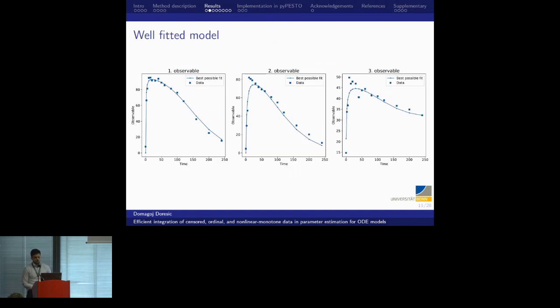A good property of this model is that it's well fitted, so we can find parameter estimates that provide trajectories that are a pretty good fit of the real data that they have. From now on, I'm going to refer to this as the best possible fit. So this is the fit if we have all of the quantitative information from the model, so the blue line.